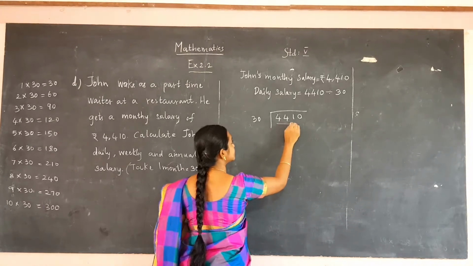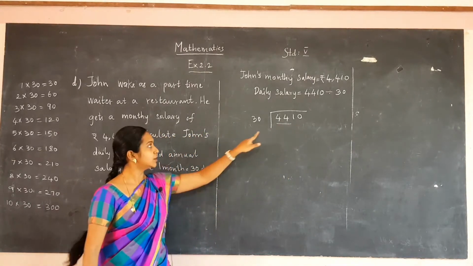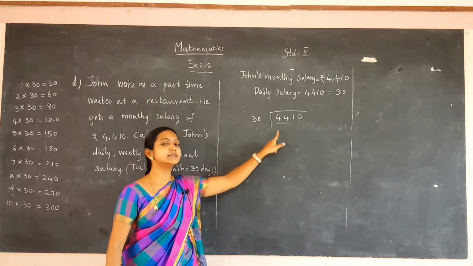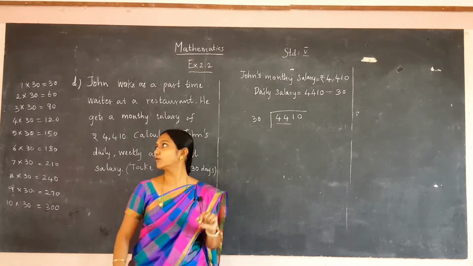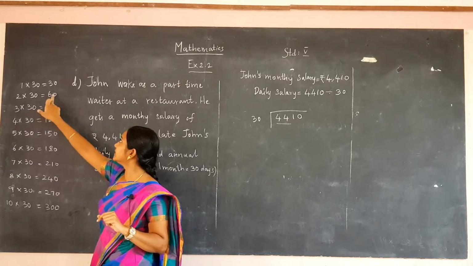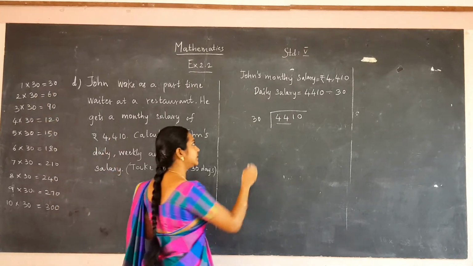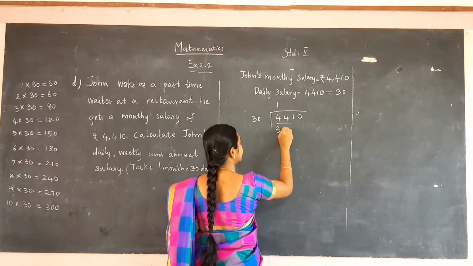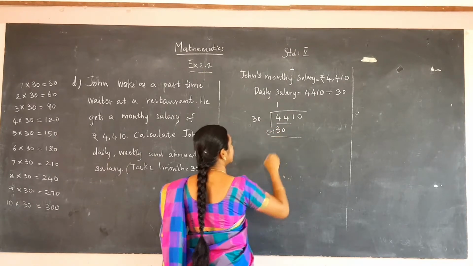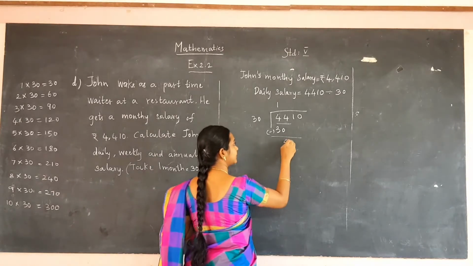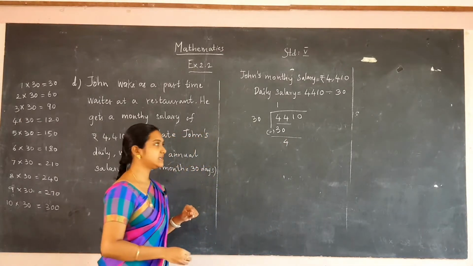So first choose two numbers, 44. 44 is greater than 30. So we can divide. Choose a number that is nearer to 44. See here, we have 30. 30 is nearer to 44. So 1 into 30 will be 30. Now subtract these two numbers. 4 minus 0 will be 4 and 4 minus 3 will be 1.